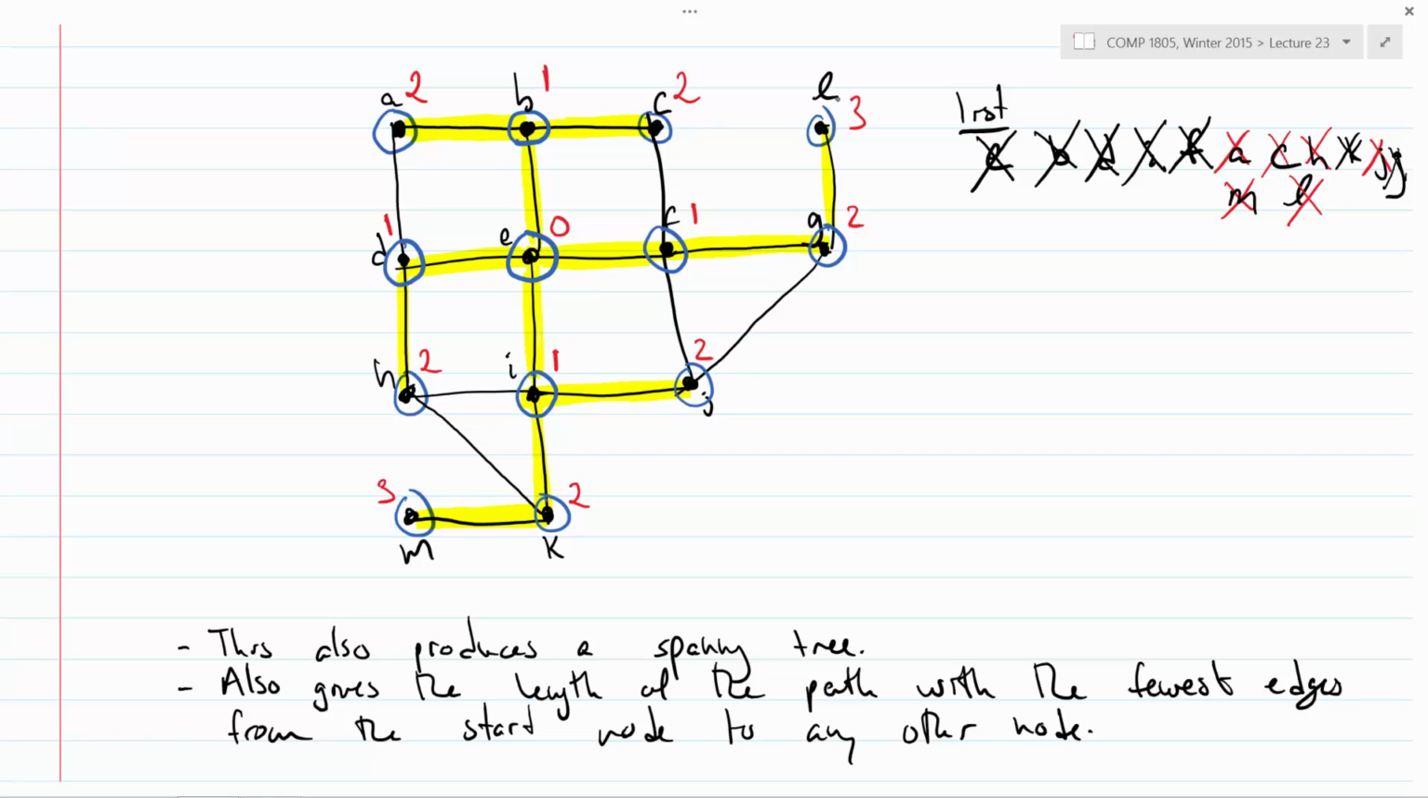The analysis of this one is a little bit trickier, so I'm not going to touch on that. So those are the two ways to explore graphs. Any questions about graph exploration?